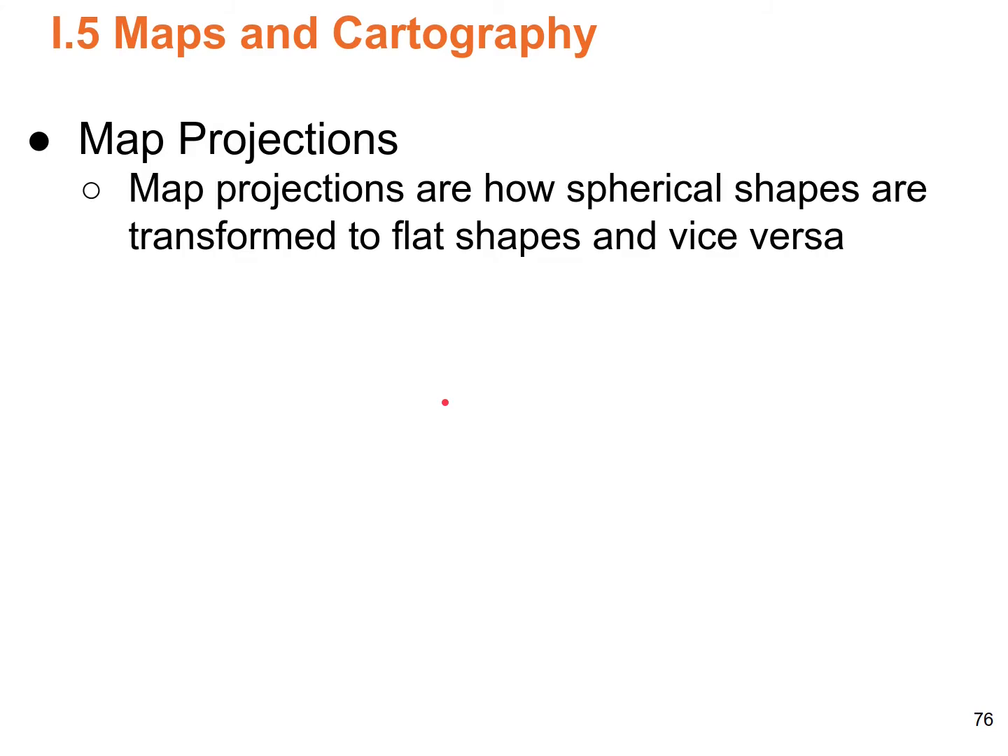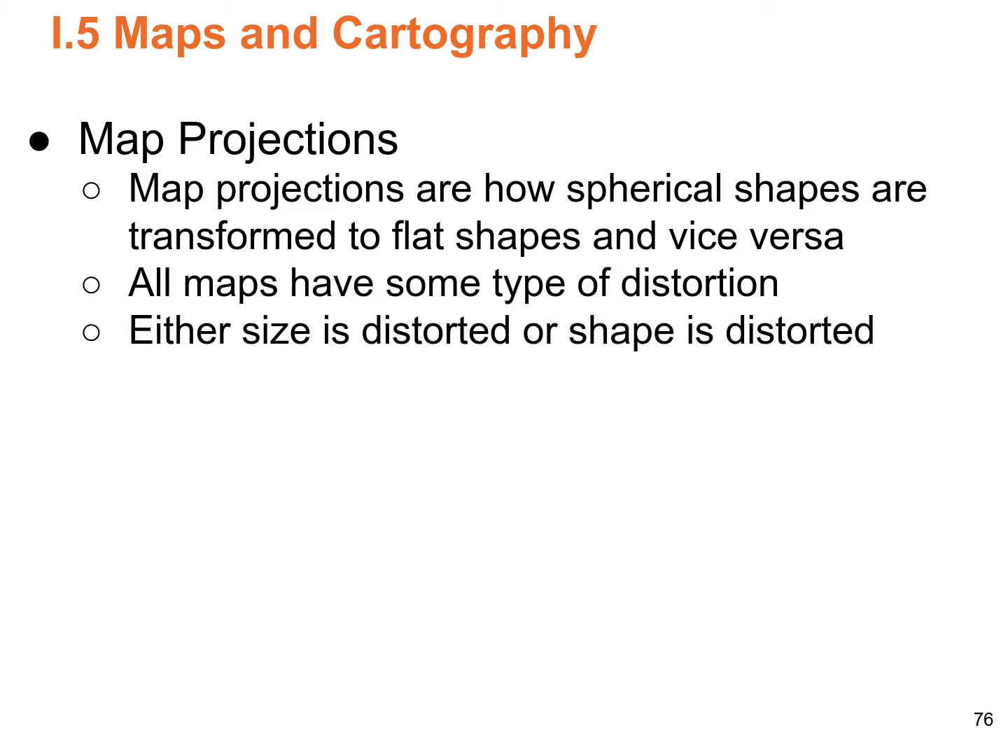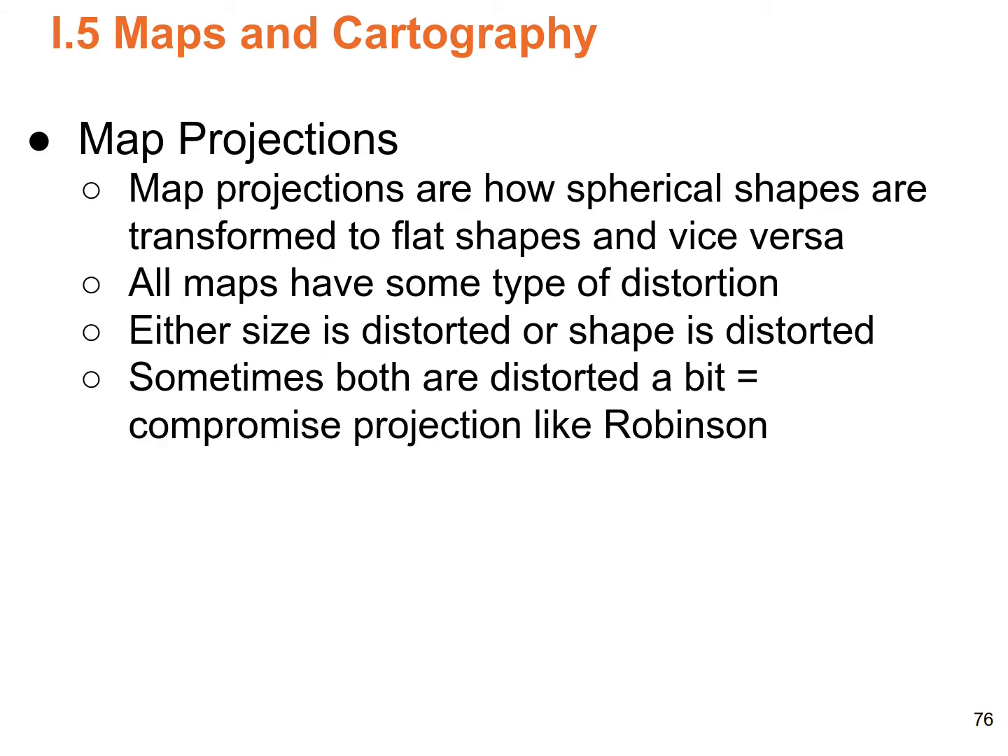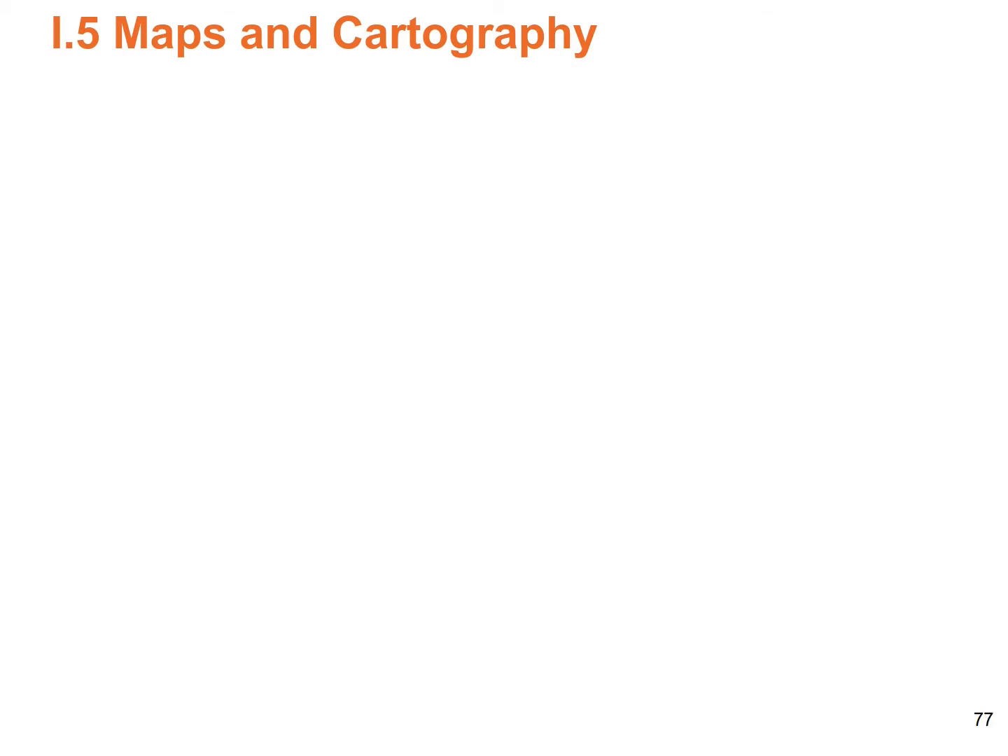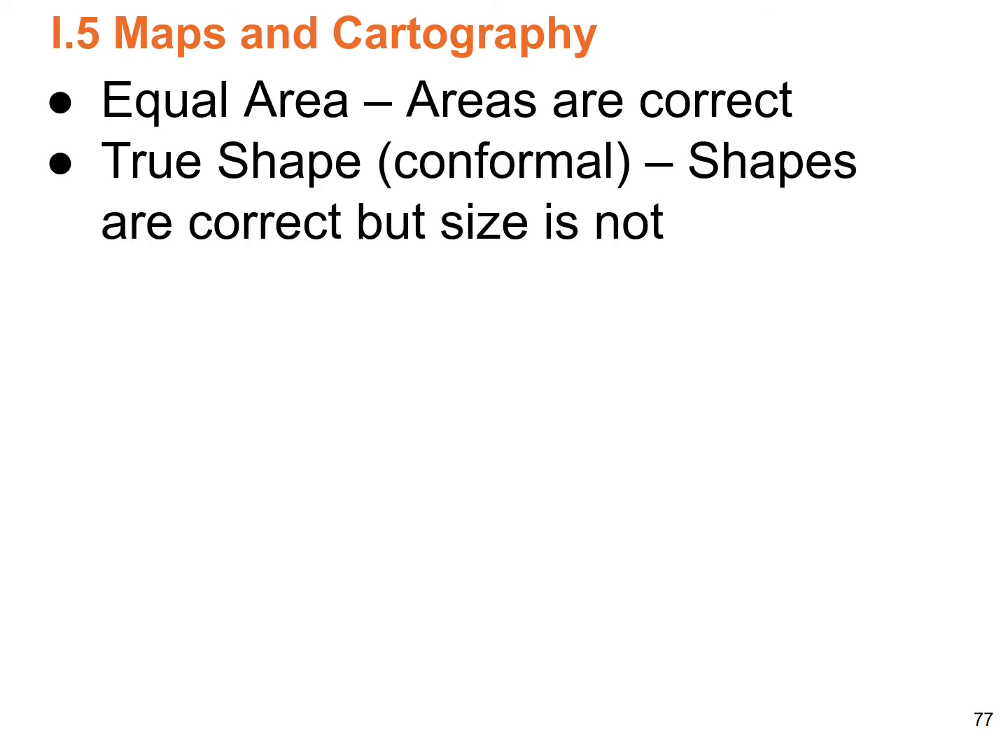So, map projections are how we transform a spherical shape to a flat shape or vice versa. All maps have some type of distortion, either of the size or the shape. Sometimes both are distorted a little bit, and you can make a compromise projection. You can have an equal area map in which the sizes of places are accurate, or you can have a true shape map, in which case the shapes of the countries will be correct, but the sizes will be distorted.